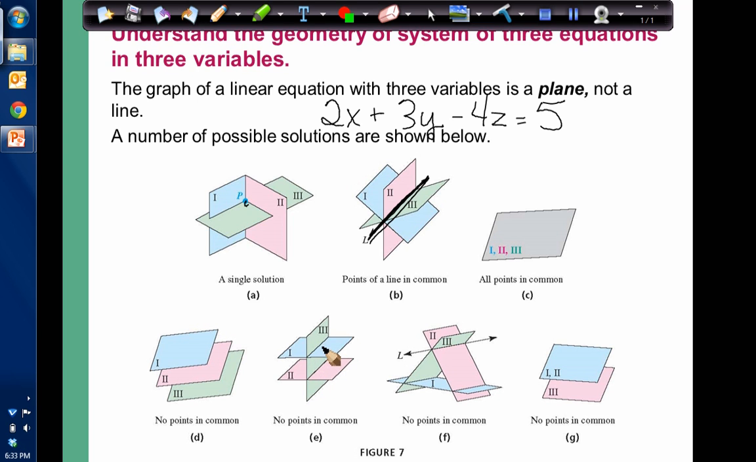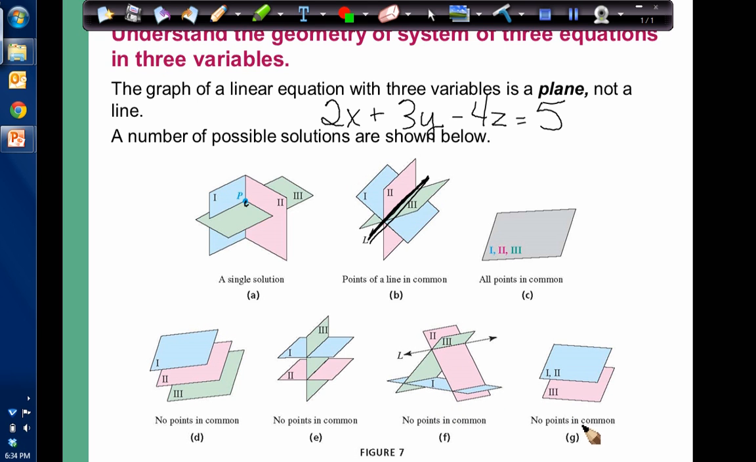So each of the, let's say the blue and the green, they have a solution, and the red and the green have a solution, but the blue and the red don't ever intersect, they don't have a solution. Over here in F, we also have a situation with no solution, because the red and the green intersect, the blue and the red, and the green and the blue, but they don't intersect at the same place. So there's no solution for all three together.